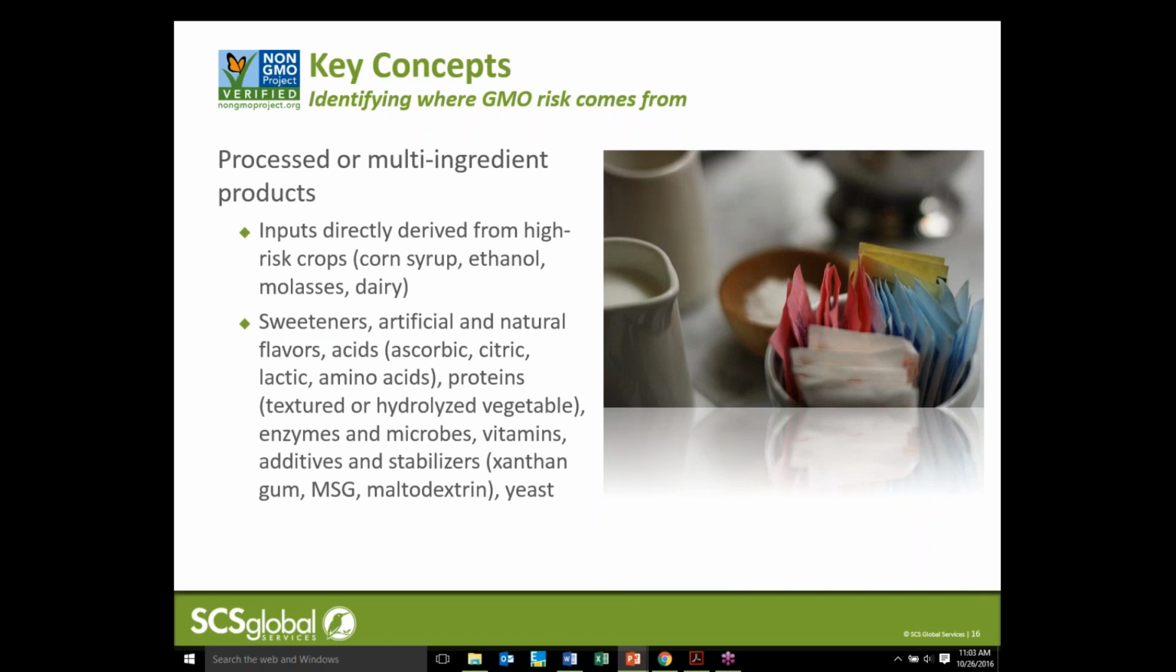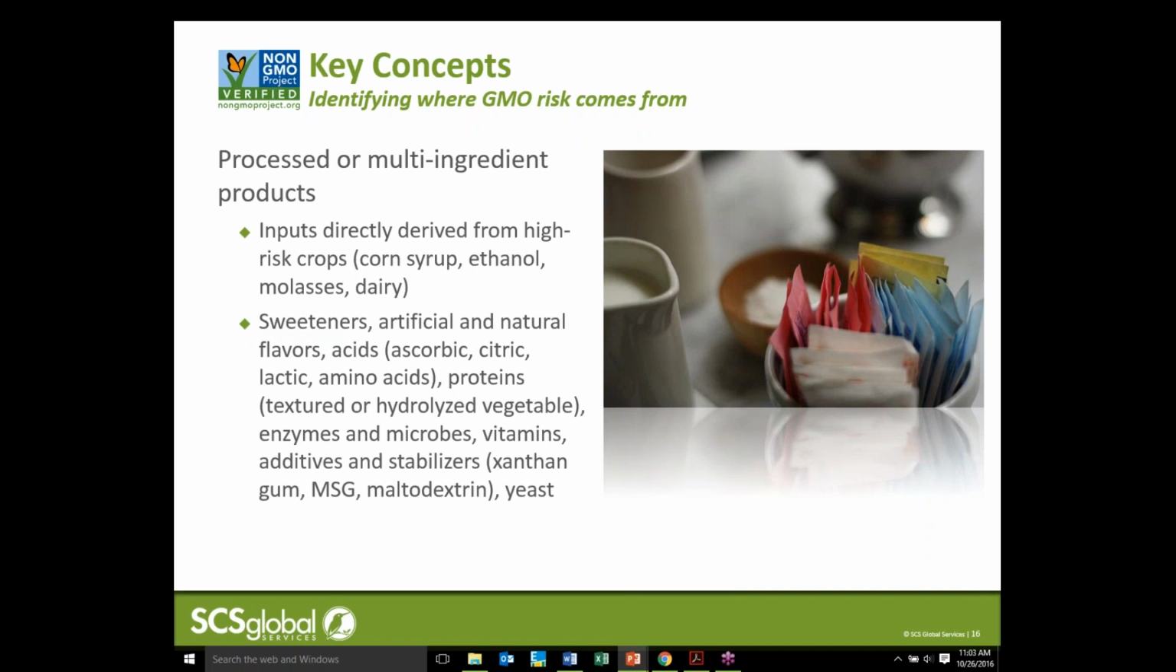acids, ascorbic acid, amino acids, citric acid, vegetable protein, soy protein, enzymes, microbial inputs, vitamins, stabilizers, additives, all these things usually that are the bottom half of the ingredient statement, the hard to pronounce ingredients, the ingredients that are very long and a little bit complex and hard to understand.